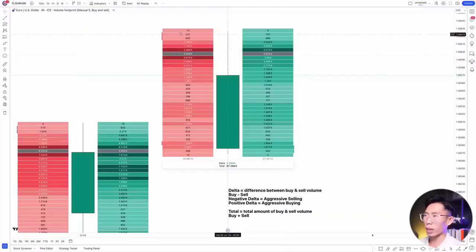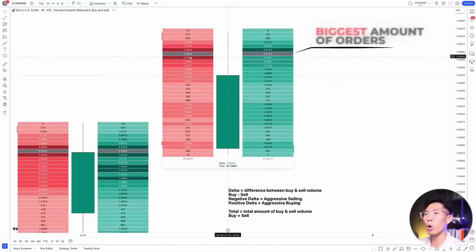So let's dive deep into understanding how to read these footprint charts. Once again, on the left hand side what you see is your sell orders, and like I said, the darker the color, the more orders there are. The number in the middle pretty much represents the number of orders inside the market, limit or market orders. The gray box basically represents the most amount of orders.